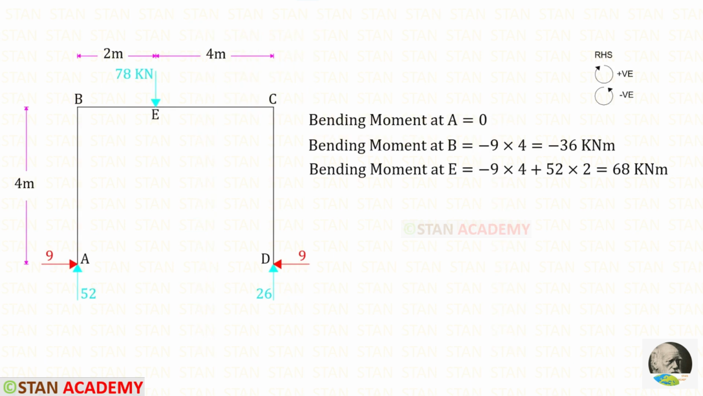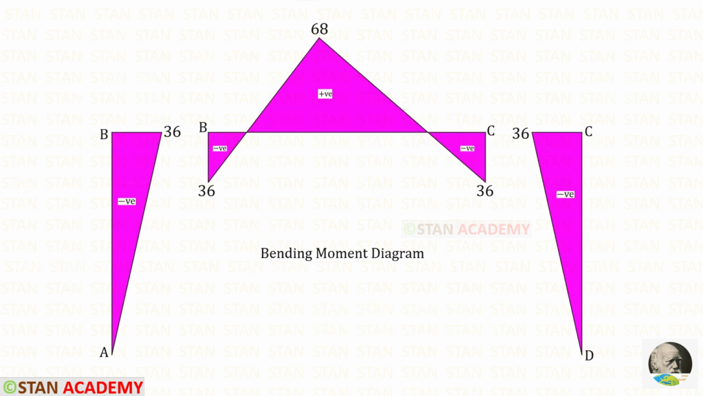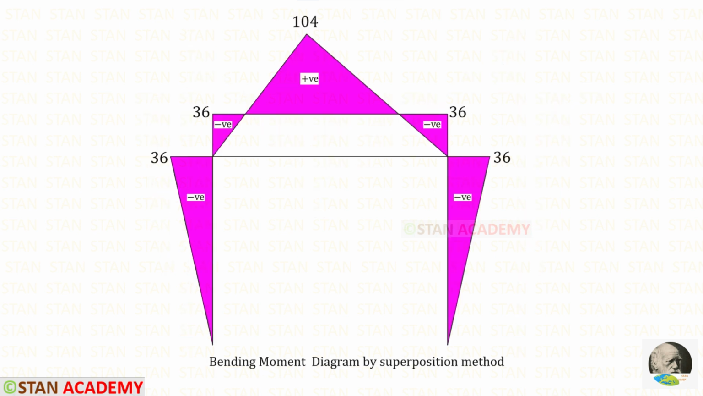Using the right hand side rule, we can find the moments at A, B and E. Then using the left hand side rule, we can find the moments at D and C. This is the bending moment diagram. Suppose if we draw the bending moment diagram on the opposite side, that is called the bending moment diagram on the tension side. This is the bending moment diagram by superposition method.